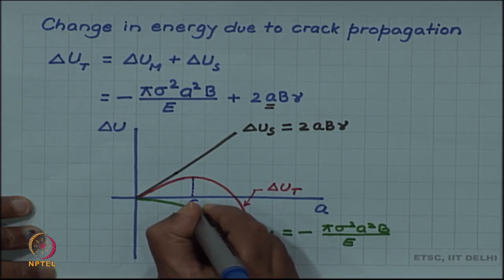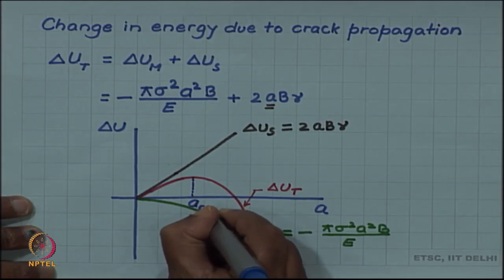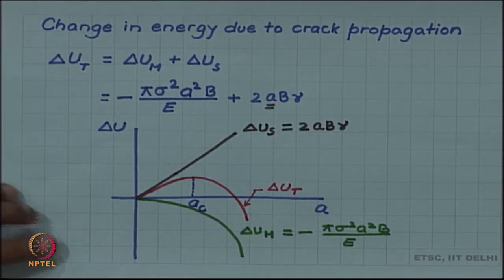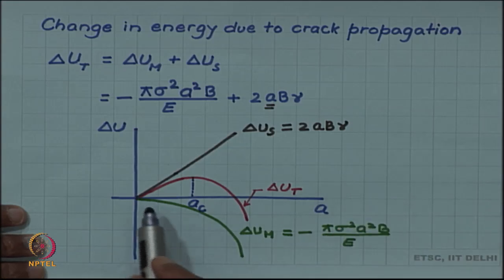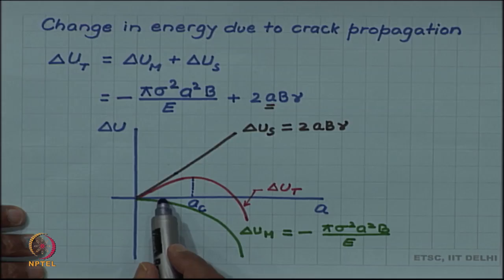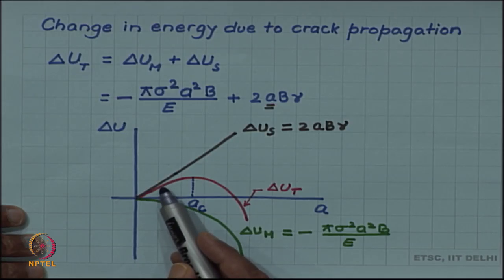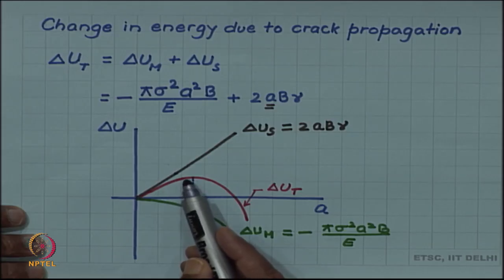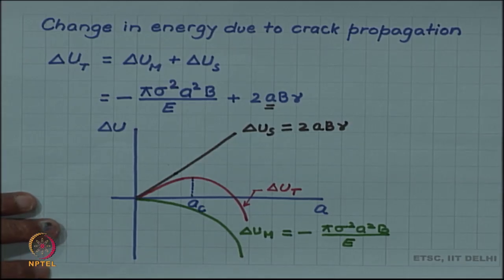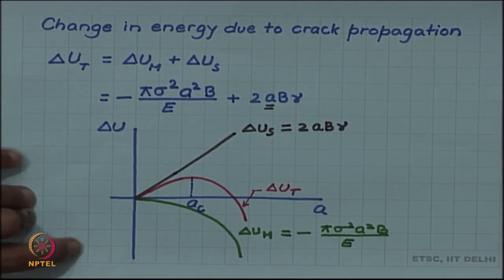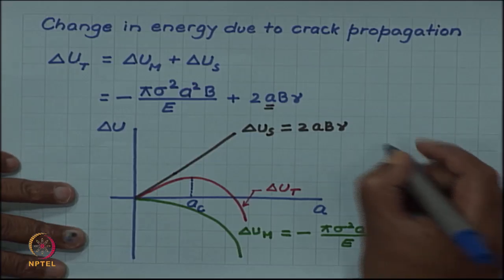Let me call the crack size at which this maximum happens A c, the critical crack size. So, if we now think of the situation, if you have a crack size less than A c and you think of it growing, then the energy of the system will increase along the red curve. So, a crack size smaller than A c should not grow because the energy of the system will increase.